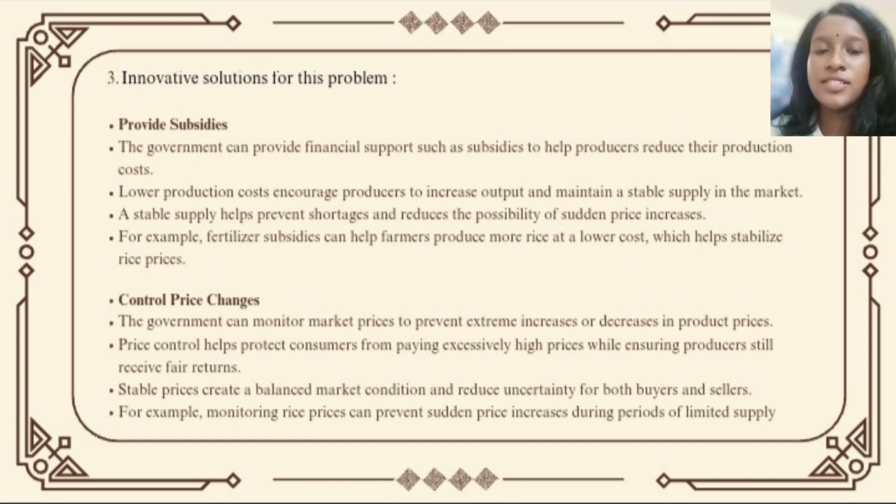So the second solution is controlling price changes. The government can monitor market prices to prevent extreme increases or decreases in product prices. Price control helps protect consumers from paying excessively high prices while ensuring producers still receive fair returns. Stable prices create a balanced market condition and reduce uncertainty for both buyers and sellers. For example, monitoring rice prices can prevent sudden price increases during periods of limited supply.